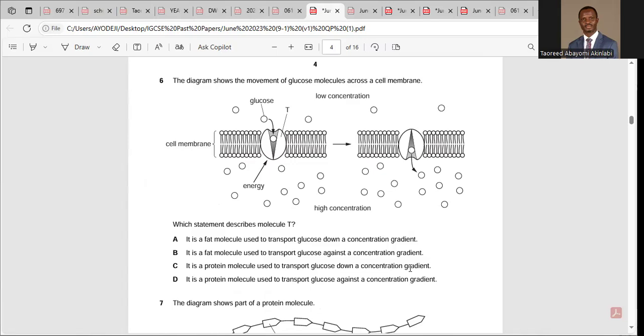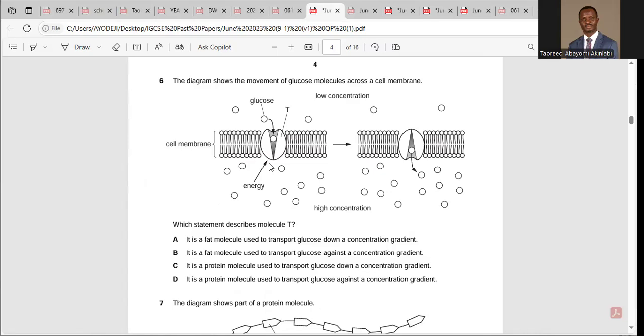Now, in this question, on one side we have 3 glucose molecules, while on the other side we have about 10. That means it will move from here to here across this molecule. This molecule is a protein molecule that acts as a special channel for the molecules to move through.